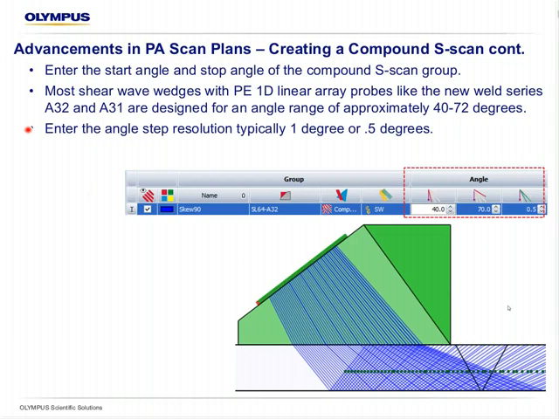The angle step resolution is typically 1 or 0.5 degrees. In the compound S-scan, it is the angle resolution here that will determine the total number of A-scans between A-scan first and A-scan last, which affects file size, scan speed, and most importantly, angular resolution on the weld bevel for improved sizing and better imaging and characterization.